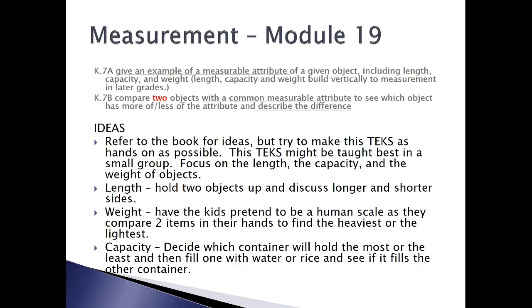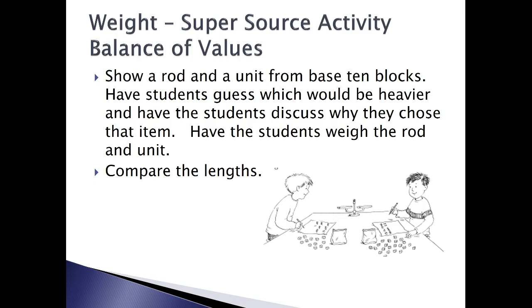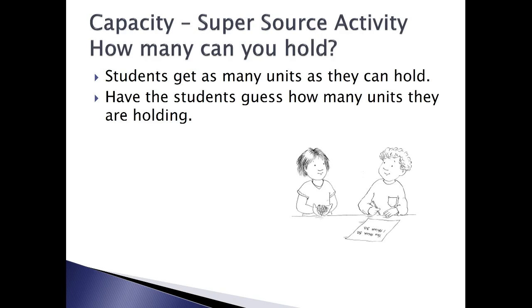You can do length by holding 2 objects up and discuss which one's longer and which one's shorter. And then capacity, decide which container can hold more, or the most, the least, and then fill one with water or rice and see if it fills the other container. There is a super source activity called balance of values that is attached to the SE, so you might use that activity with the kids. And there's another one that says how many can you hold, and this is where the kids get as many units as they can hold and they guess how many they're holding.